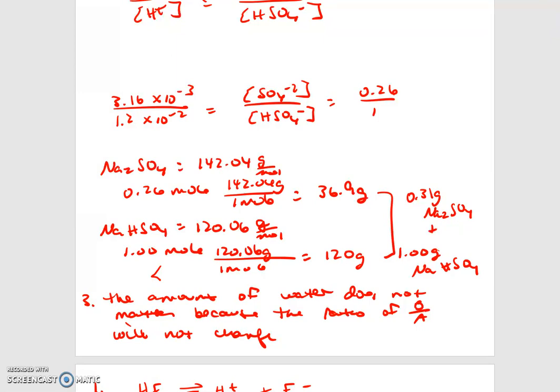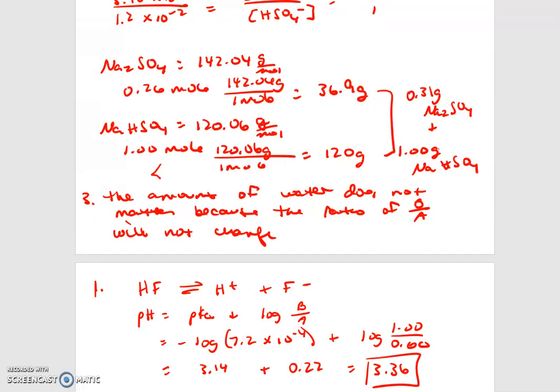So if I were to take those 2 salts and add them to a quantity of water and get it to all dissolve, the pH of that solution would be 2.5. And then question number 3 says, does the amount of water added matter? And the answer to that would be no. And that's because my ratio of my base to acid is going to be the same whether I talk about molarities or I talk about moles, because they're both found in the same solution.